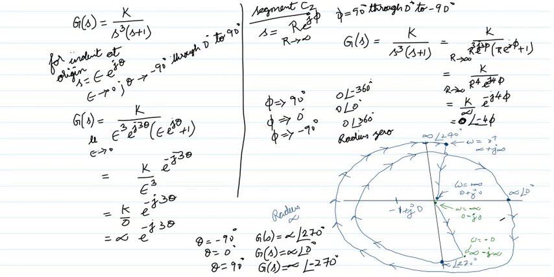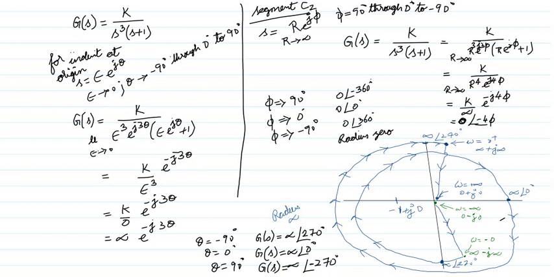Now we are going to solve the indent. What is the indent? I said that indent is represented by epsilon e power j theta, where epsilon tends to 0, and theta is from minus 90 through 0 to plus 90. Now substitute the indent value: in place of s, substitute epsilon e power j theta. If I substitute, s cube becomes epsilon cube e power j 3 theta, then epsilon e power j theta plus 1. Since epsilon is 0, this becomes 0 plus 1, which is 1, so I can ignore this term, right? So take this term to the numerator, it becomes e power minus j 3 theta, k by epsilon cube.